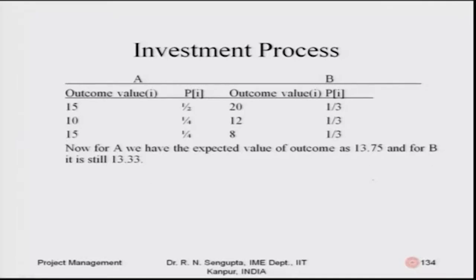Now let us change the probabilities. For the outcomes 15, 10, 15, the probabilities are now 50%, 25%, 25%, and the outcomes for decision B remain the same. In this case, A would have an expected value of 13.75 and B would have an expected value of 13.33. So I, as a person who has in front of him this set of values where the probability has changed, see that A is 13.75, hence I will take decision A.